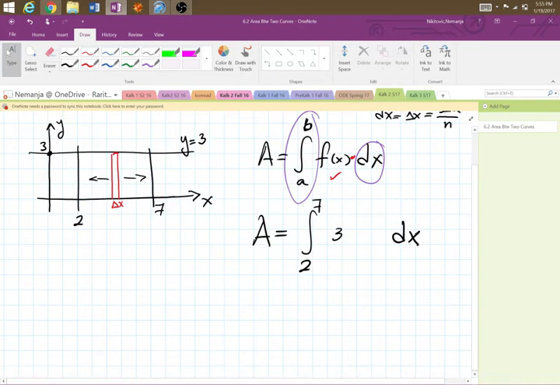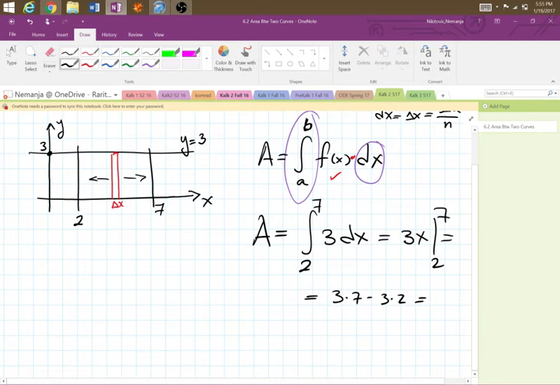So now you have this integral. I'm just going to write it 3 dx, which we can integrate to get 3x from 2 to 7, and then compute the definite integral: 3 times 7 minus 3 times 2, everything equal to? Exactly. Now, you know that you have a rectangle, and a rectangle is width times the height. Your width is 7 minus 2, which is 5, times the 3 is 15.